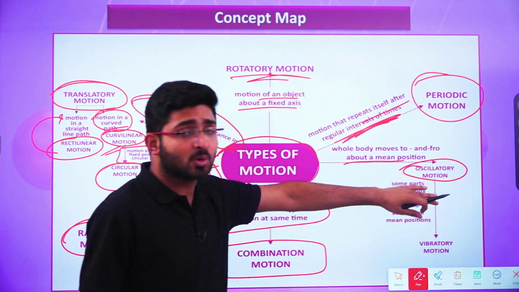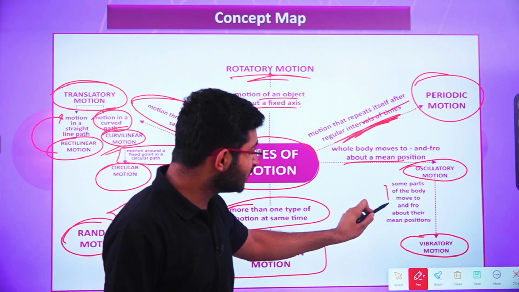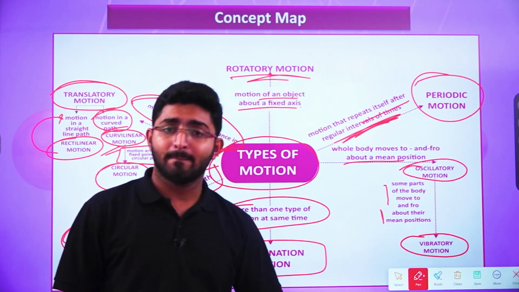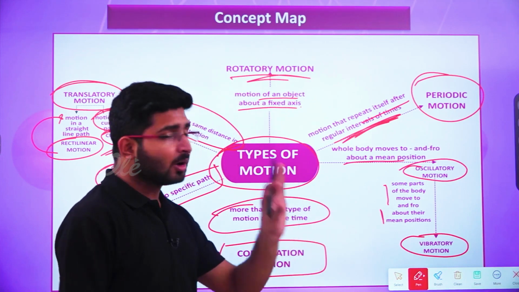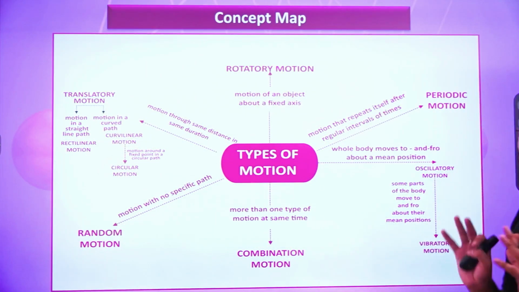And oscillatory motion's special case was vibratory motion, when some parts of the body move to and fro about their mean position. Okay, so this was all about the types of motion. You can take the screenshot of this concept map because this is very important.